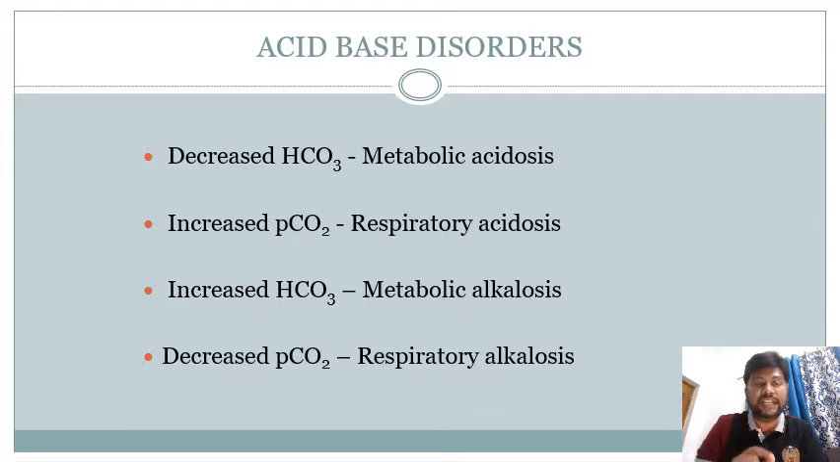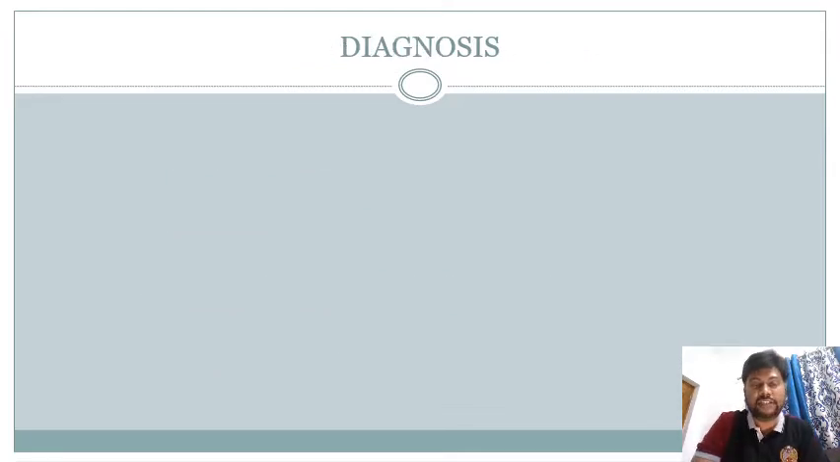Decreased bicarbonate leads to metabolic acidosis. Increased PCO2 leads to respiratory acidosis, increased bicarbonate leads to metabolic alkalosis, and decreased PCO2 leads to respiratory alkalosis. Okay, so now we will see how to diagnose the various acid-base disorders.